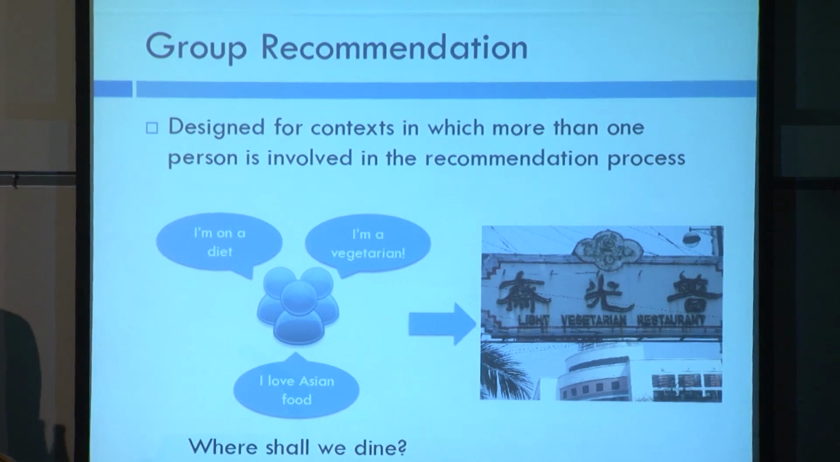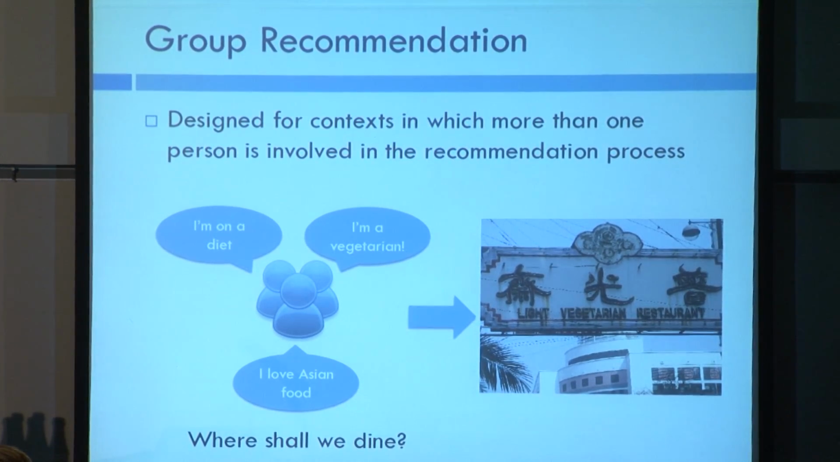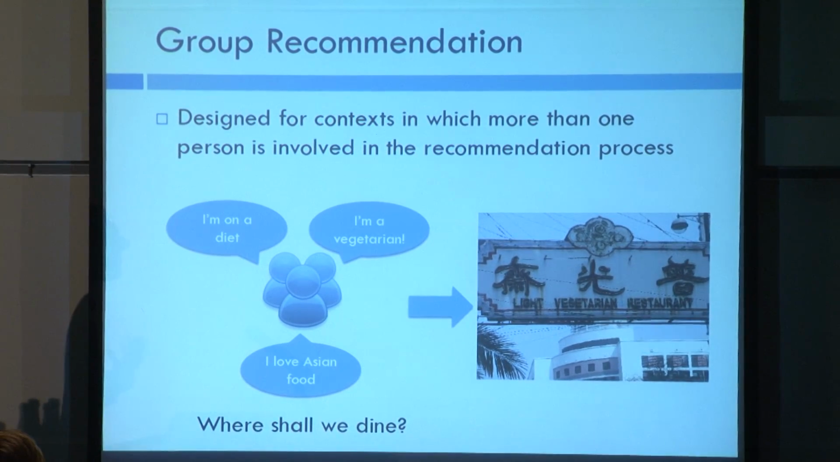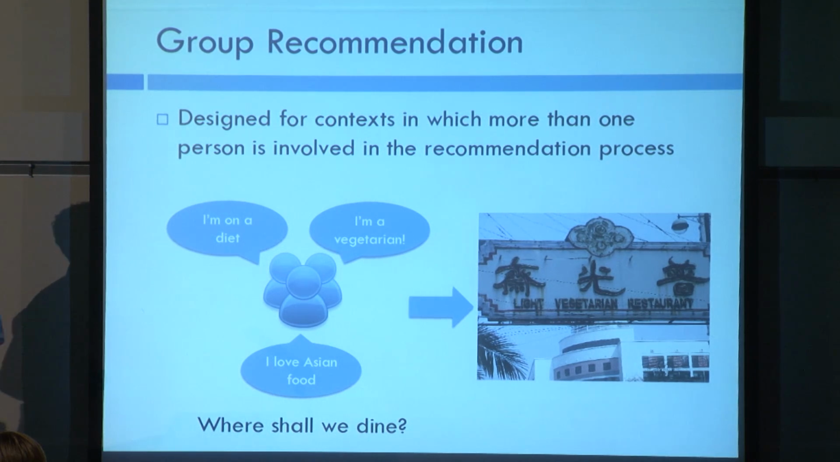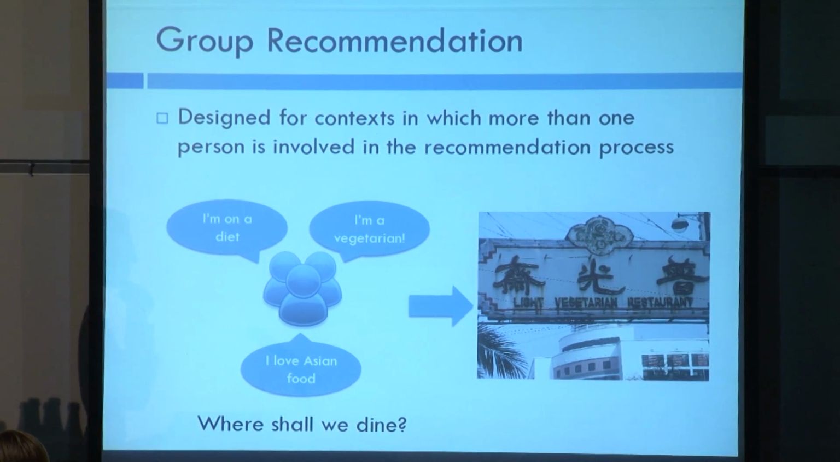So, as most of you know, in general, recommender systems work with individual users. So, when we have a group of users, which, for example, might ask themselves, where shall we dine? The system has to deal with the fact that each individual user has her own preferences. For example, you might have someone who's on a diet, someone who is a vegetarian, and someone who loves Asian food. What a group recommender system in general has to do is to combine the individual preferences and to predict what the group as a whole might like. So in this example, a good recommendation would be a light vegetarian restaurant.